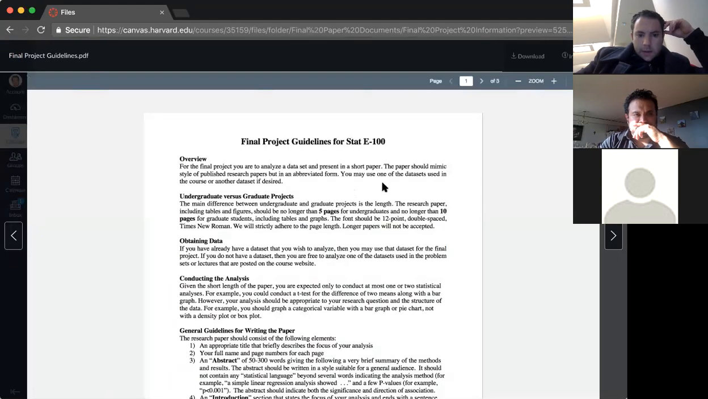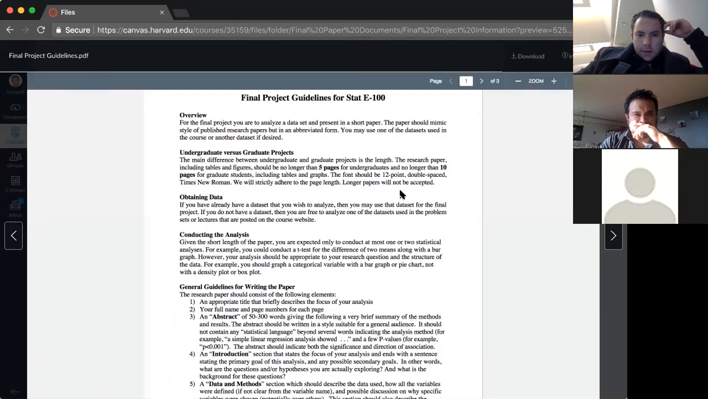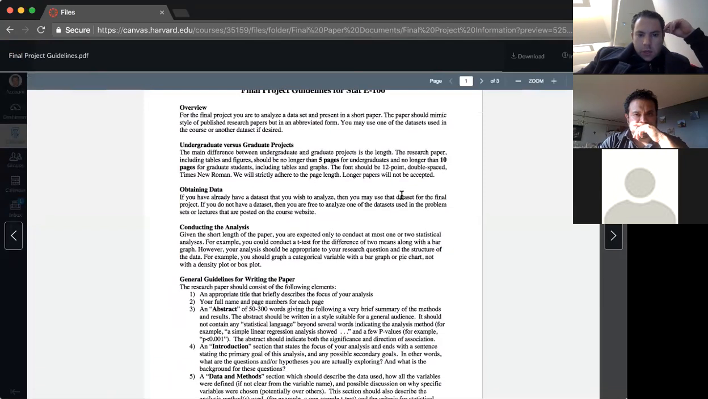So here we have the guidelines. I think students might think that 10 pages sounds like a lot, but it's really not that long, because you have to understand it's double spaced and you're including tables and graphs. So really it's not that long of a paper at all.